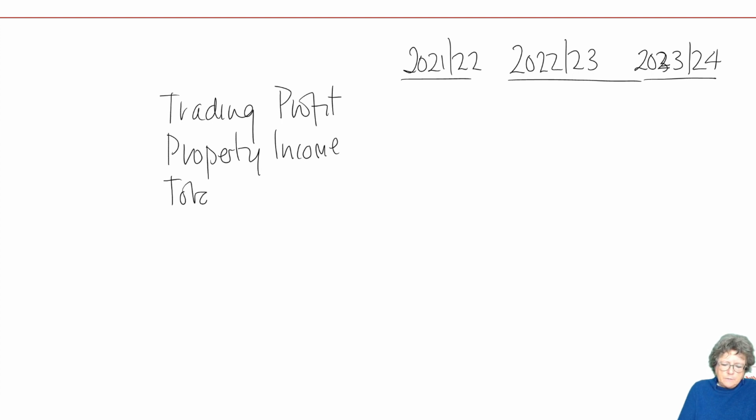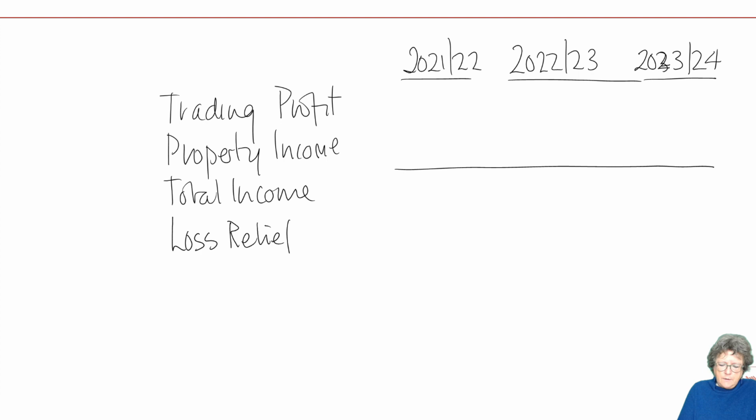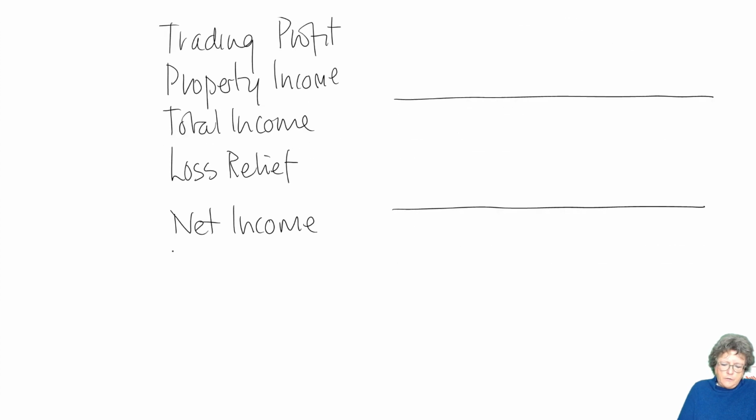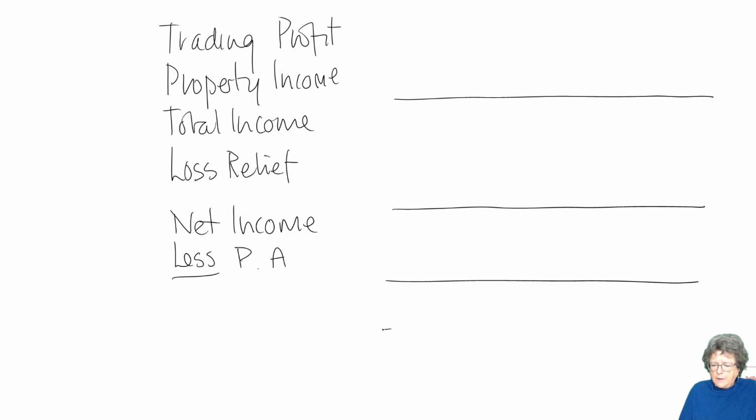Total income. See, I'm laying the pro forma out first. And then we're going to have loss relief. You leave a couple of lines, and then we're going to have net income. And then we are going to deduct the personal allowance, which will give us our taxable income.